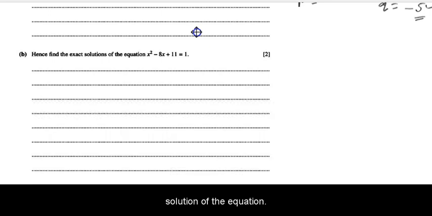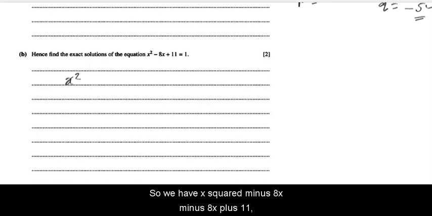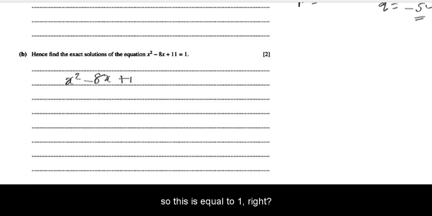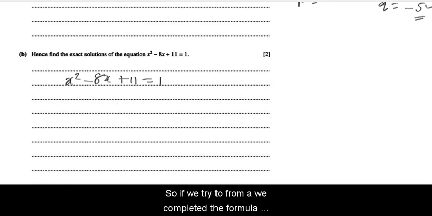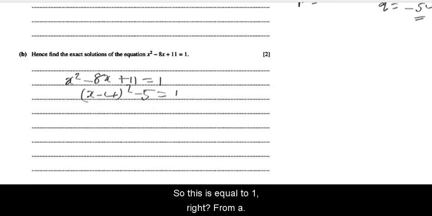Now, hence find the exact solution of the equation. We want to find the exact solution of the equation as required, and that is an easy 2 marks. So we have x squared minus 8x plus 11, and this is equal to 1, right? From part A, completing the square, we have (x minus 4) squared minus 5, and this is equal to 1.